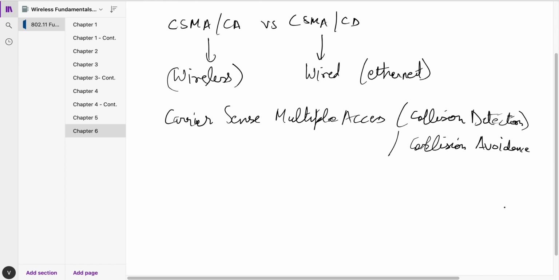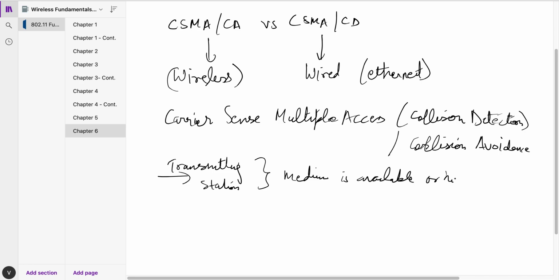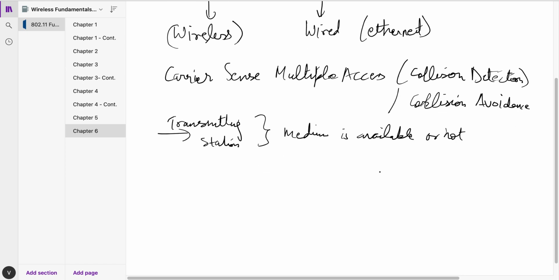So in both these network access methods, the station first listens to see if the medium is empty or available for me to send traffic or not. The transmitting station has to first listen in both methods and see if the medium is available or not to send traffic. Okay. Now the difference comes when the station wants to transmit. That is when the difference arises.